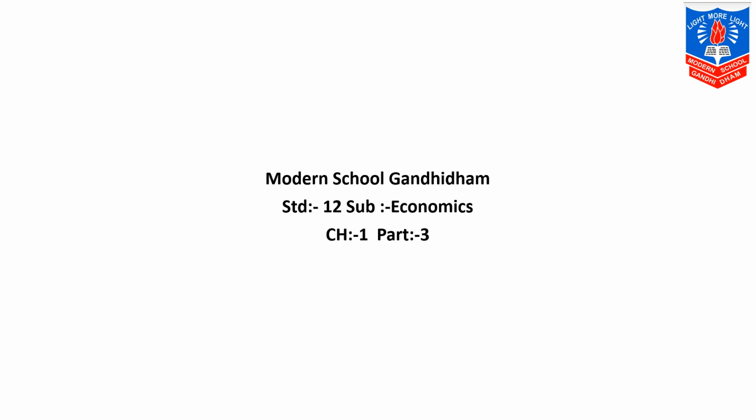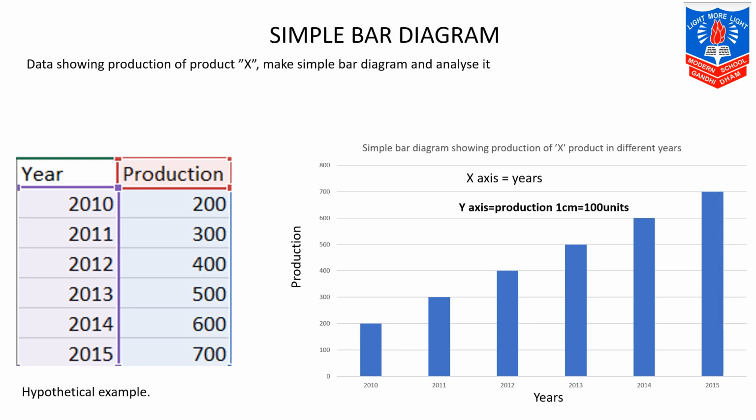Now if you see on the screen, you will find a question related to simple bar diagram. As the name itself says, it is very simple and easy to draw, and we have already drawn it in 11th standard statistics. So our question says that the data related to the production of product X is given, and we are supposed to represent it with simple bar diagram. In the year 2010, the production was 200. In the year 2011, the production was 300, and so on. The gap of 100, it is increasing.